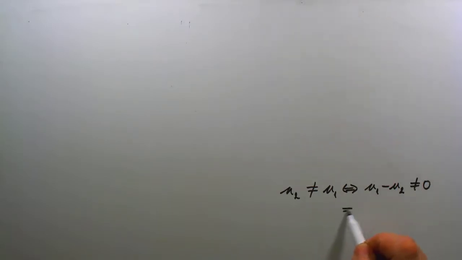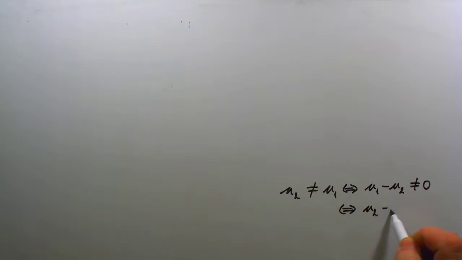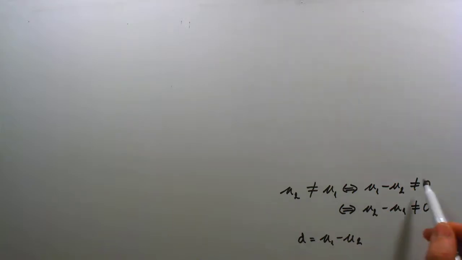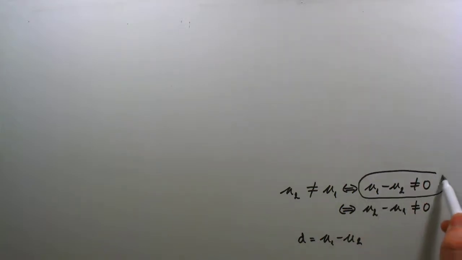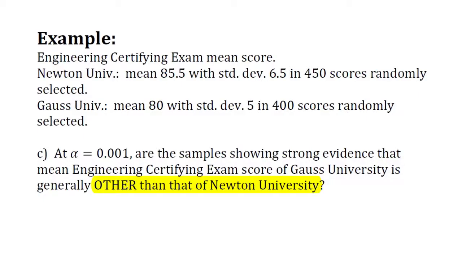Or we can also rewrite the same comparison statement here as mu 2 minus mu 1 is other than 0. However, since we have learned previously that we defined D as the difference between the two population means to be mu 1 minus mu 2, for whichever is taking the role of number 1 and whichever is taking the role of number 2, we are going to stay with this particular written form to make it consistent with our definition. That is D equals mu 1 minus mu 2. And so now back to the actual question itself.